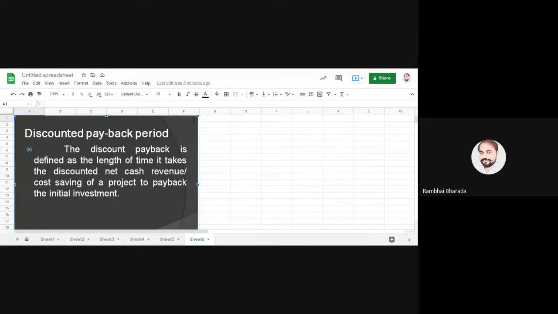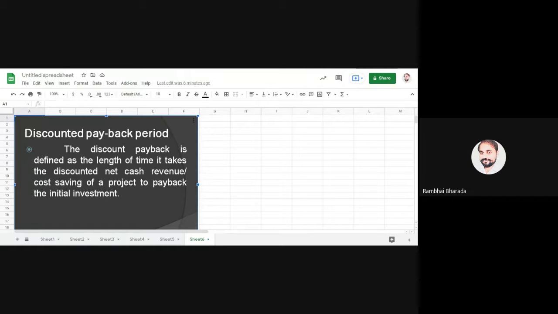That's why we call it a discounted payback period. A payback period means the years required to recover the initial investment. But here discounted payback period means first we calculate the discounted cash inflow. Discounted cash inflow means a present cash inflow of future benefits. Are you getting my point? What is discounted payback period? What is discounted cash inflow?